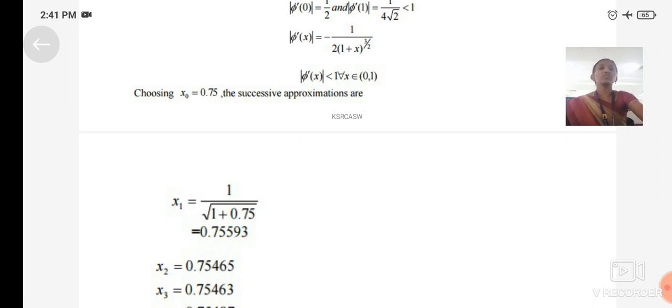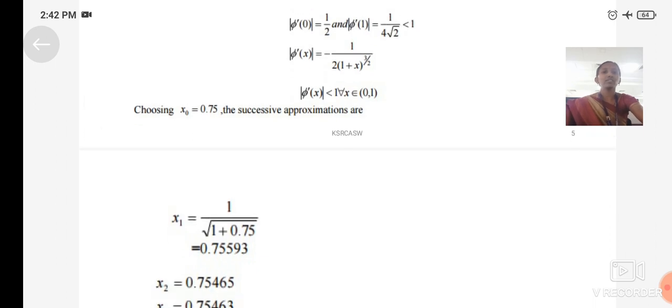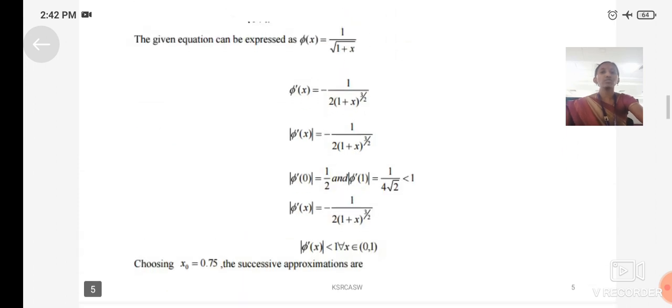So we choose the initial approximation value. We need a single initial approximation value, and we always take it in between 0 and 1, like 0.1, 0.2, 0.3, any value in the interval 0 to 1. Here I take x naught equal to 0.75.